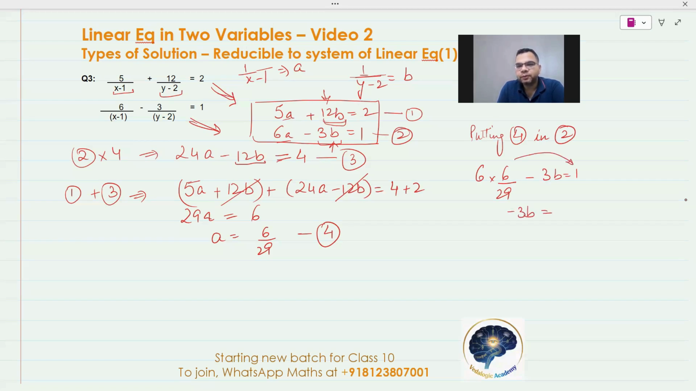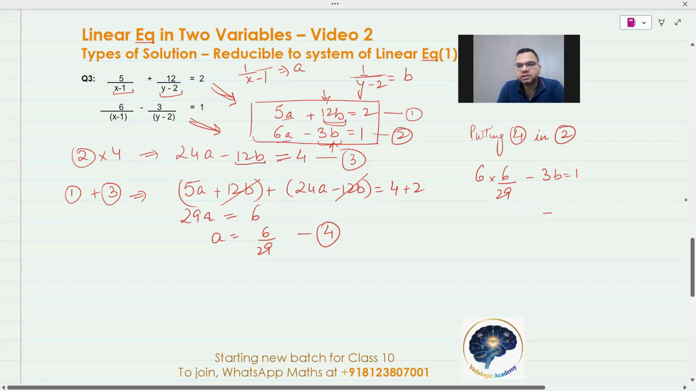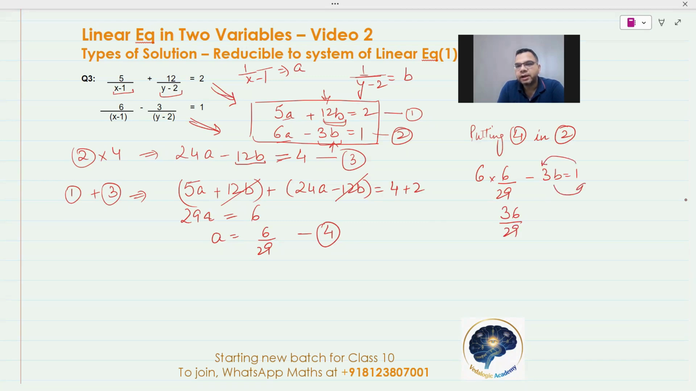So it becomes, let's do another thing because this is more than 1. This becomes 6 into 6 is 36, 36 upon 29. And I'll bring this 1 here and I'll take 3b here. So it was plus 1, it becomes minus 1 equals 3b. So if you see here, it becomes 3b equals 36 minus 29 becomes 7, 7 upon 29. So b becomes 7 upon 29 into 3, 3 9s are 27, 2 3s are 6, so 87, 7 upon 87. So this is the value of b.